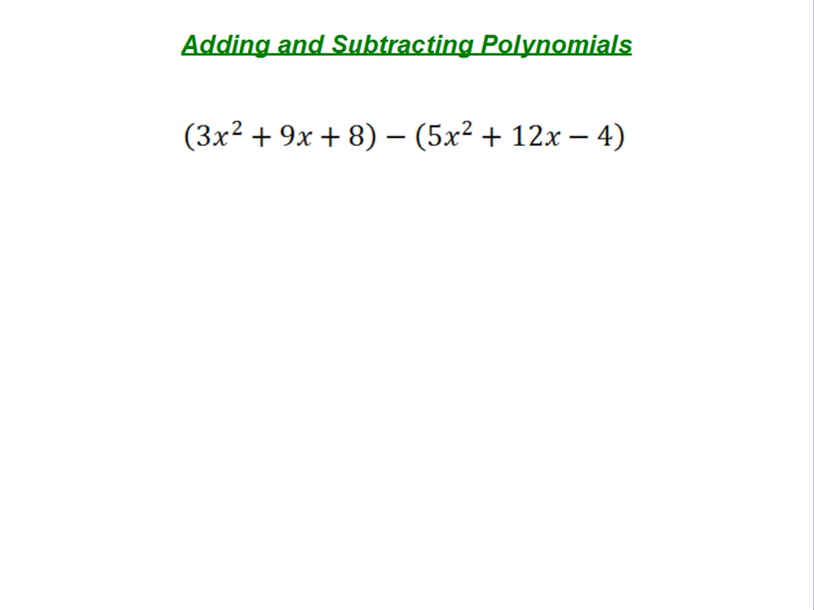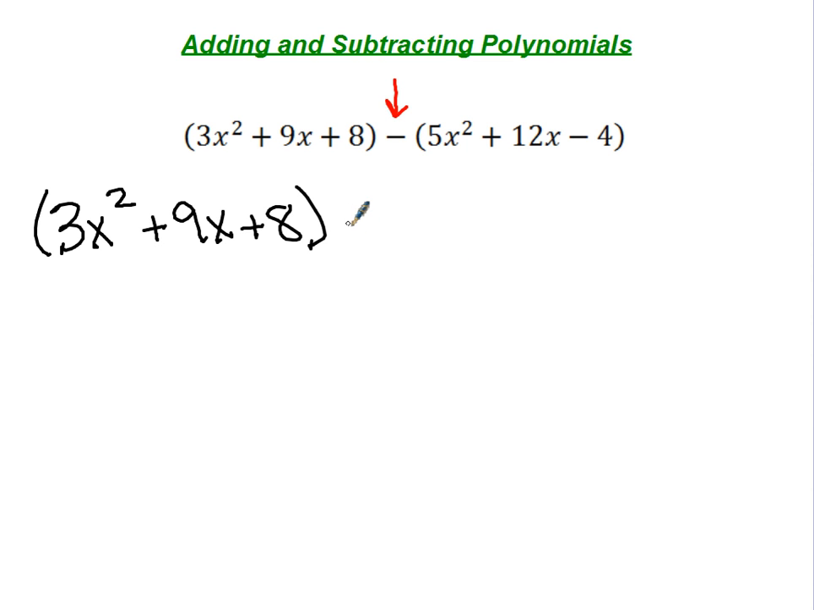Now if your problem has a subtraction sign between your two polynomials, what you're going to do is change the sign of every term of that second polynomial, just so that you make sure that you are subtracting every quantity. So in this case, we would keep our same first polynomial, so 3x squared plus 9x plus 8. And then we're going to make sure we subtract every single one of those terms. So I'm going to say plus, but then distribute that subtraction sign, so it's a negative 5x squared, and then a subtract 12x, then an add 4.